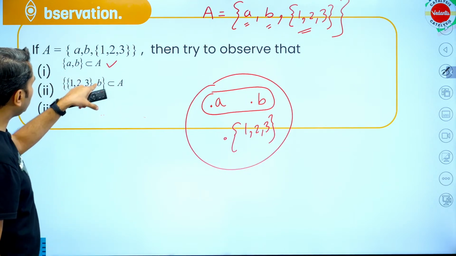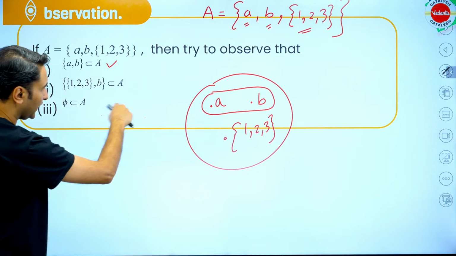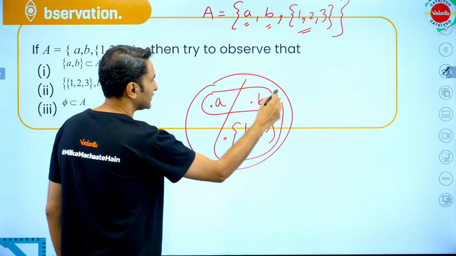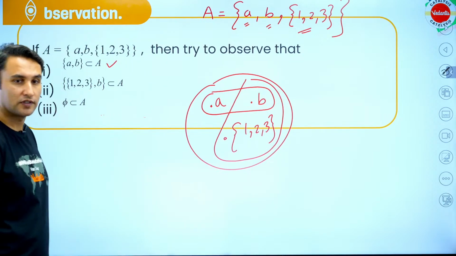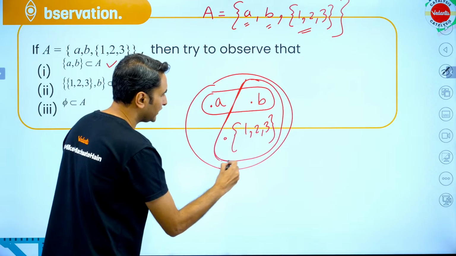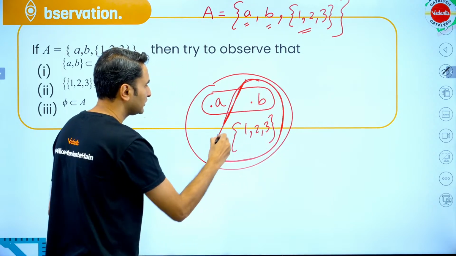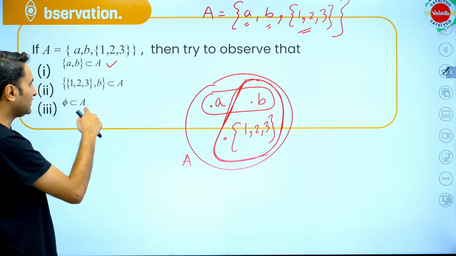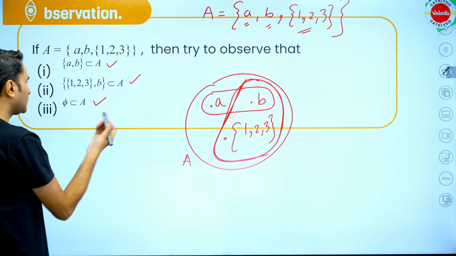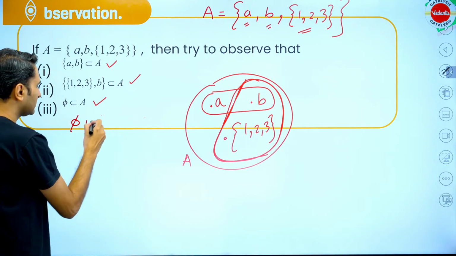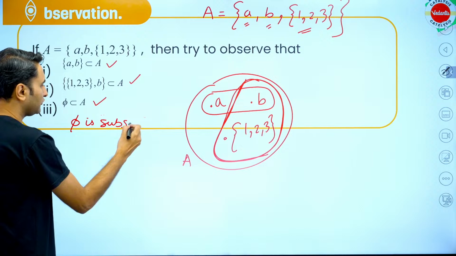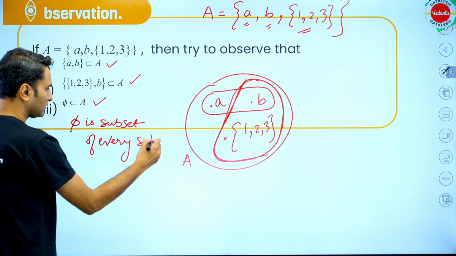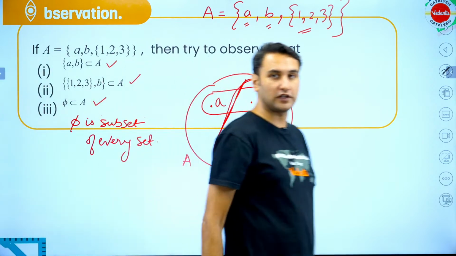Is the box with 1, 2, 3, and B, a subset of A? Yes, it is a subset. Remember this, I am creating this set now. Is that a subset of the set A? Yes, it is. Right. Is phi a subset of A? Yes, phi is a subset of every set. Clear? This should be very clear to you.